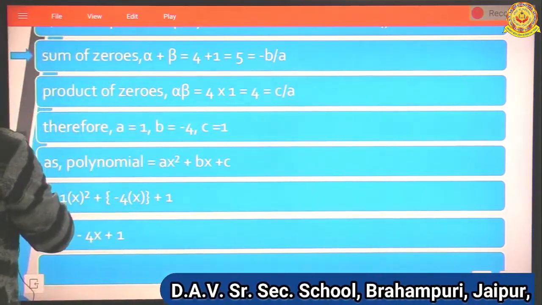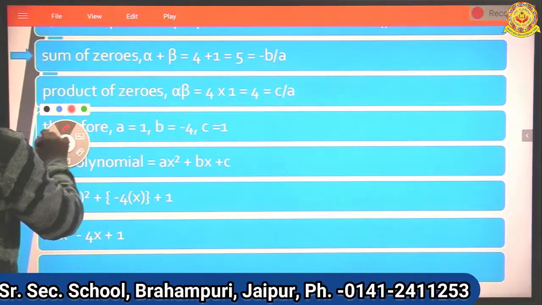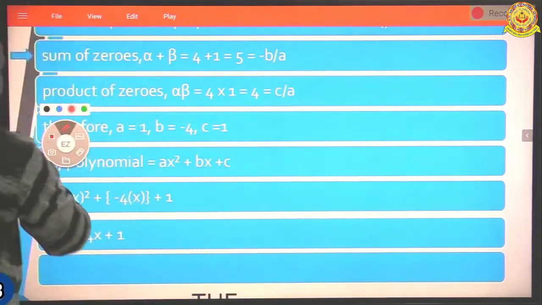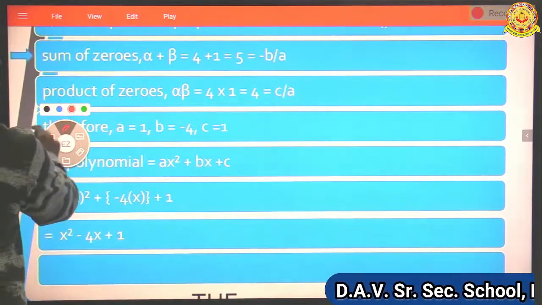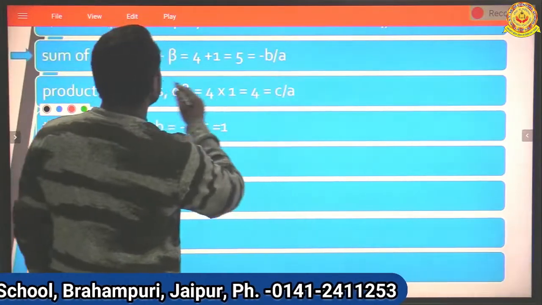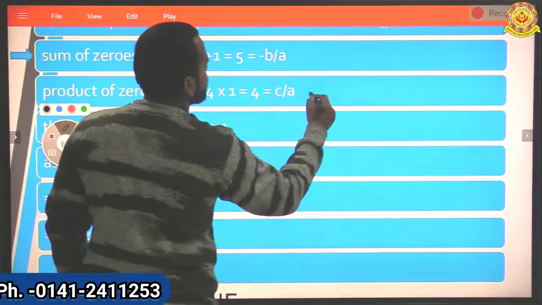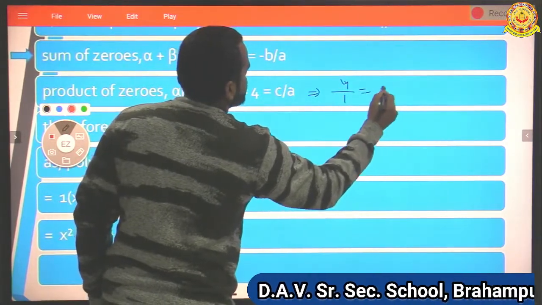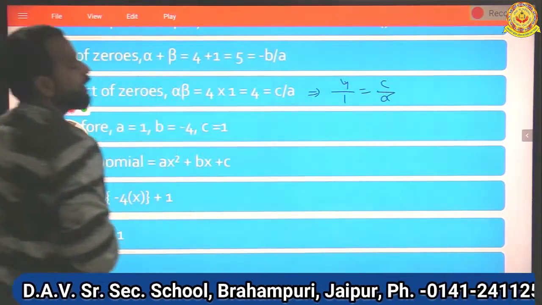Now how does it come? Look. Four upon 1, which is equal to c upon a.